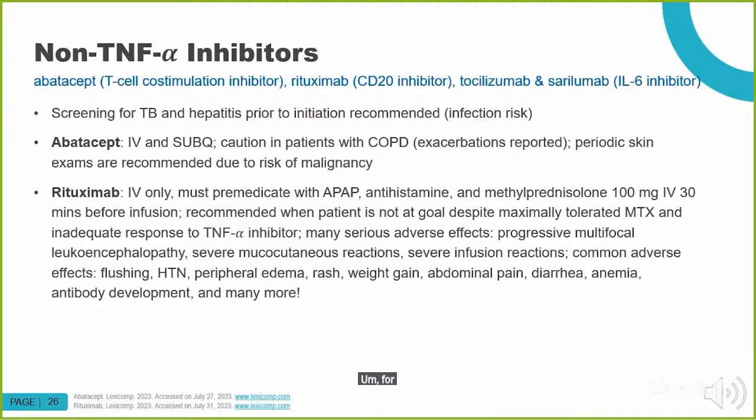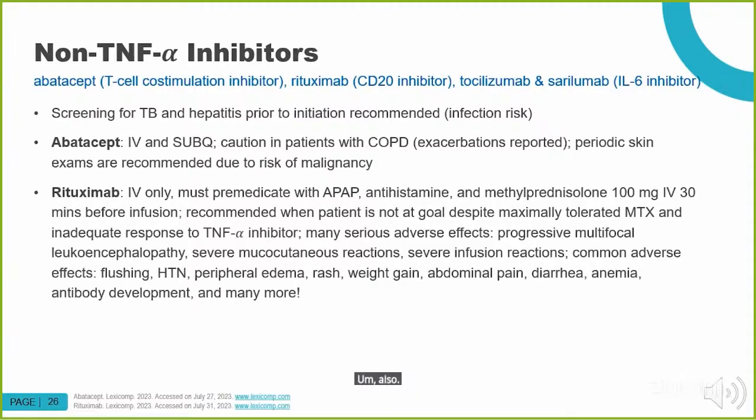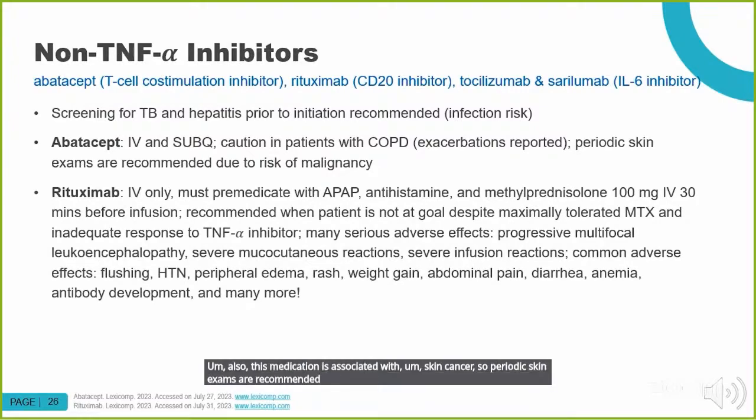For abatacept, which is available both intravenously and as a sub-Q injection, caution should be used in patients that have baseline COPD, as there are reports that this medication can cause COPD exacerbations. Also, this medication is associated with skin cancer, so periodic skin exams are recommended in case the patient does develop malignancy while they're on abatacept.